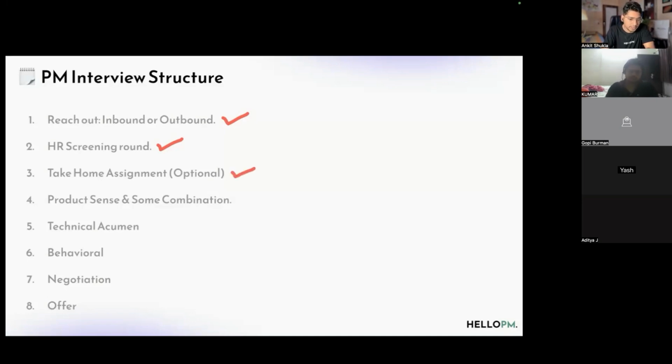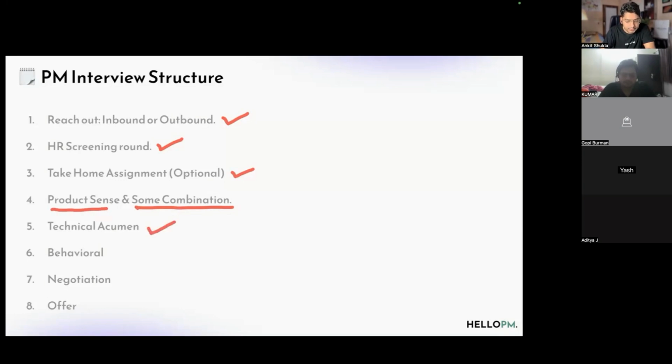Generally, we have found this in the junior role, but these days, because of so many people applying for product manager roles, we have also seen this in the senior roles as well. So you might or might not get a take home assignment. Then, generally, the first round occurs, and in the initial rounds, people generally have a combination of product sense and other questions that I'm going to tell you in just a moment.